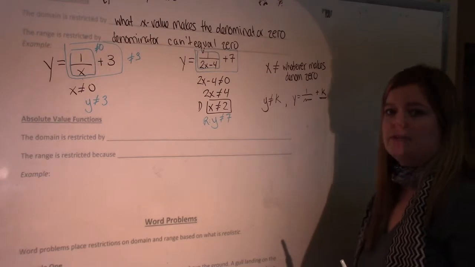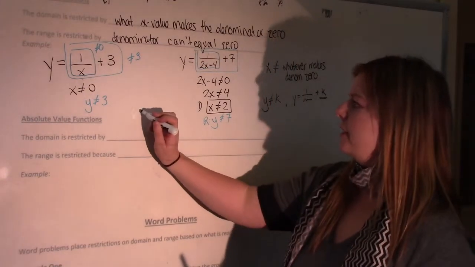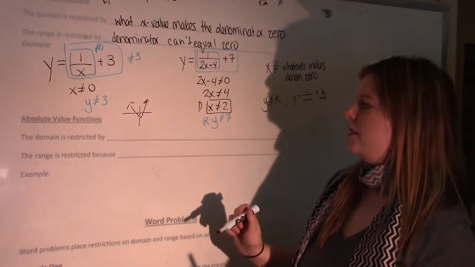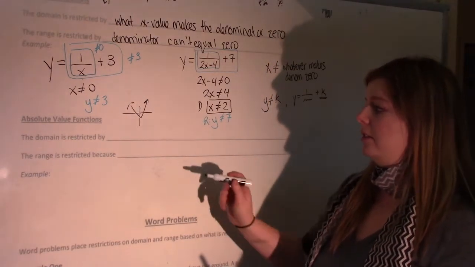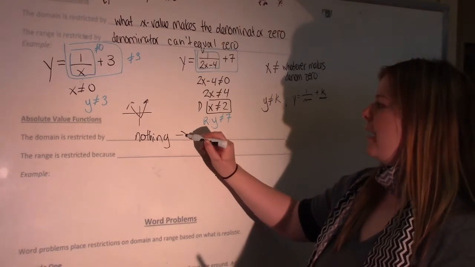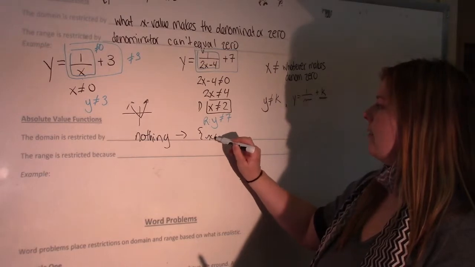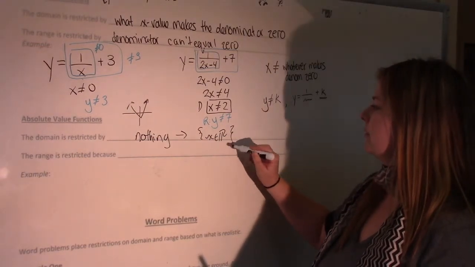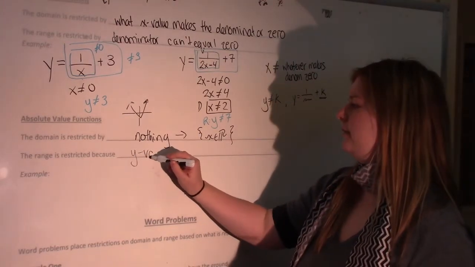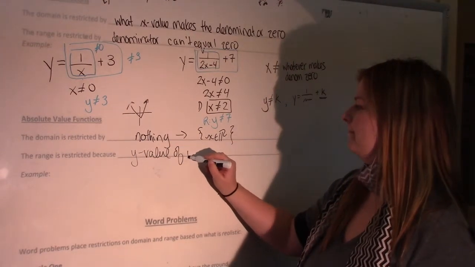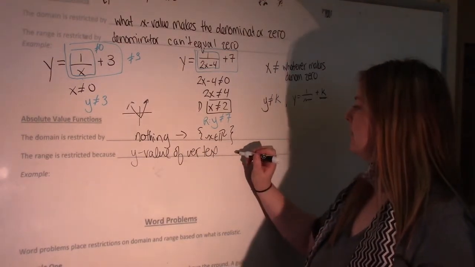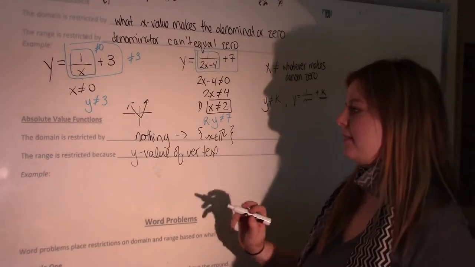Okay, finally we look at absolute value functions. So absolute value functions, they kind of look like a parabola. So the domain is not restricted at all. So what it actually is always x is in the set of all real numbers. But the range is restricted by the y value of the vertex. Okay, because the absolute value signs mean that it always has to be positive.